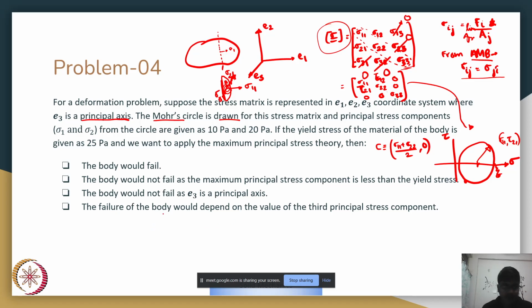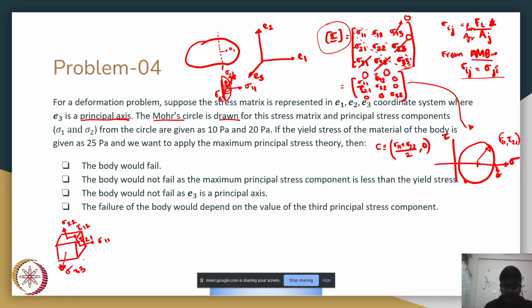Okay. I think it's a slightly involved explanation, but I'll try my best. Suppose this is your cube and this is your E3 direction, right? Same coordinate system I'm using here. You would have something like sigma 2 2, tau 1 2, sigma 1 1, tau 2 1. This is sigma 3 3, right?